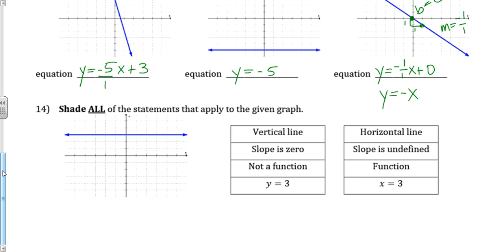Number 14, we're shading all of the statements that apply to the given graph. So this blue line, first thing we notice is it's horizontal. We should know that for a horizontal line, the slope is 0. It is a function because it passes the vertical line test. And then referring back to what we did in problem number 12, if it's a horizontal line, it should be y equals. So the equation would be y equals 3.